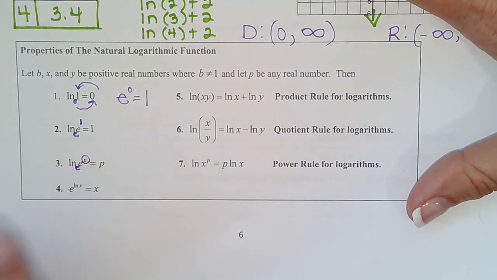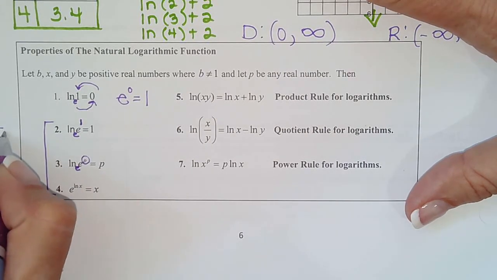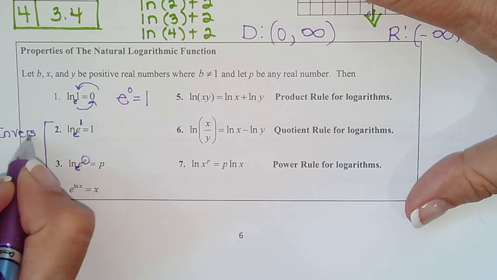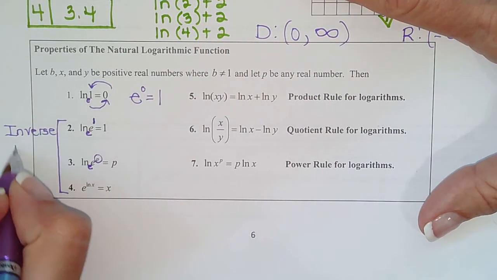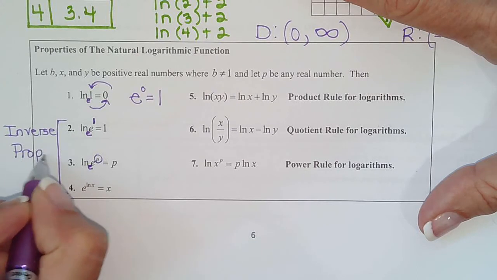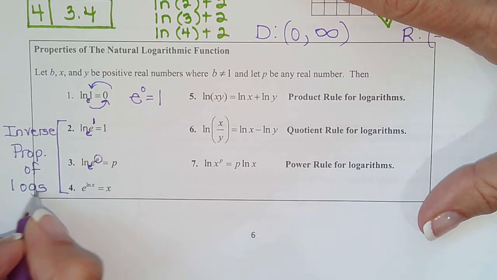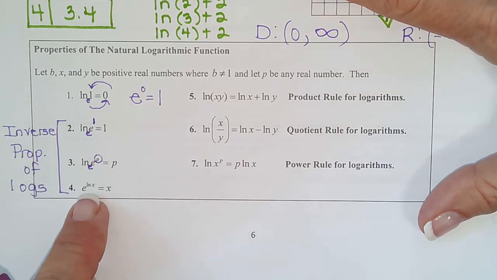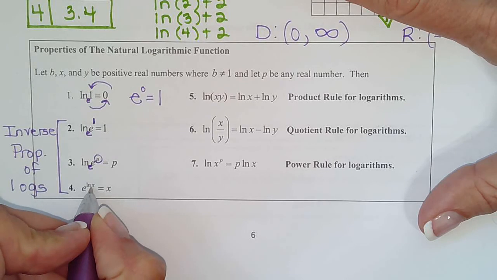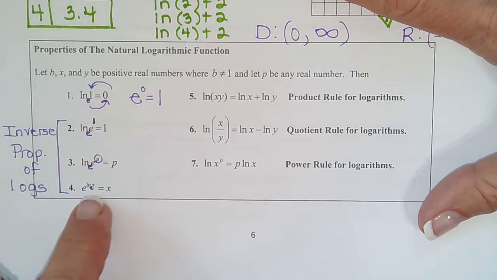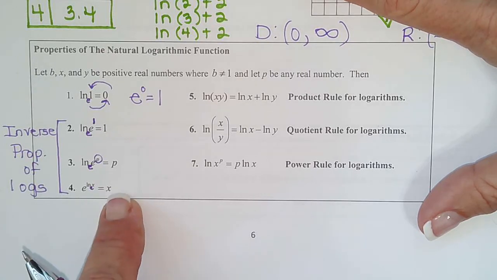So remember, these are the inverse properties of logarithms. Inverse meaning they undo each other, because the base of the log and the base of the exponent are the same. Inverse property of logs. And here, same thing. We have e as the base of the exponent. There's an imaginary e right here, so e is the base of the log, so they undo each other, and our answer is our argument, x.